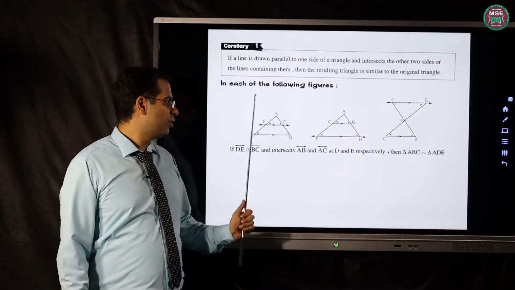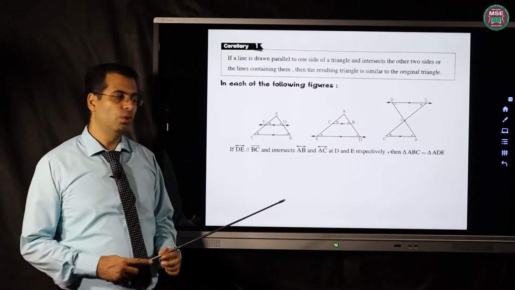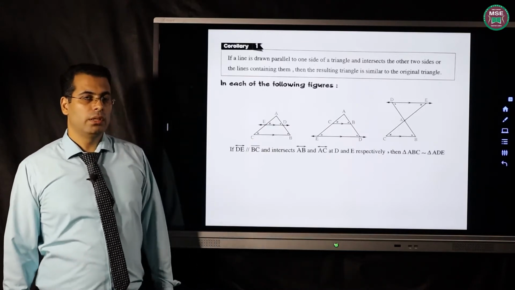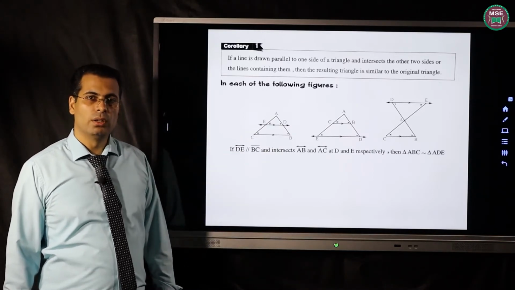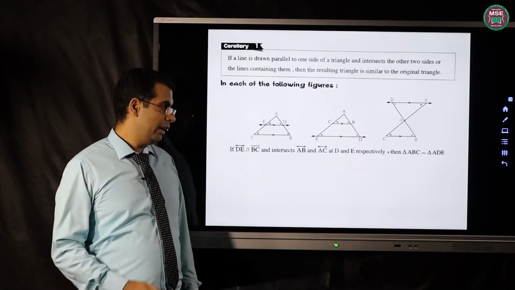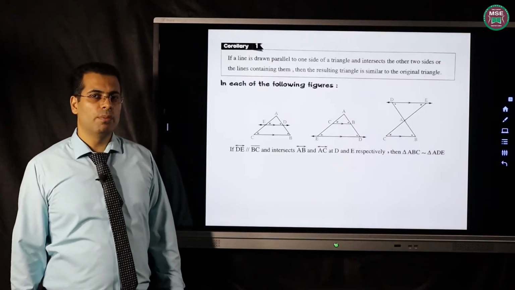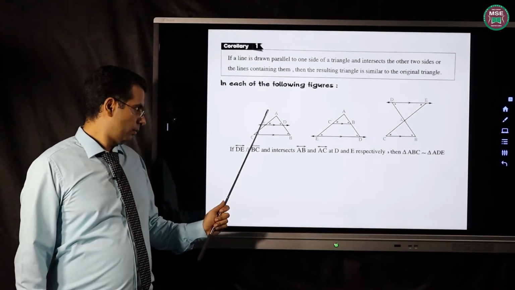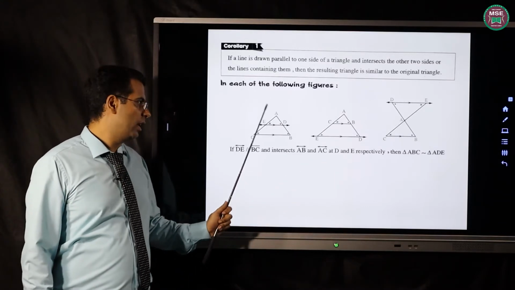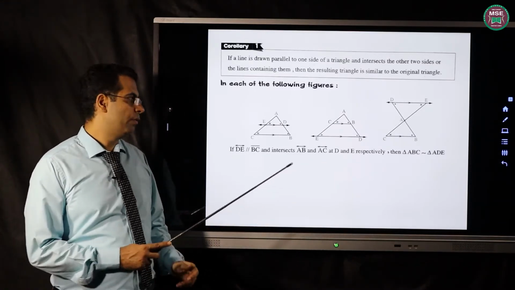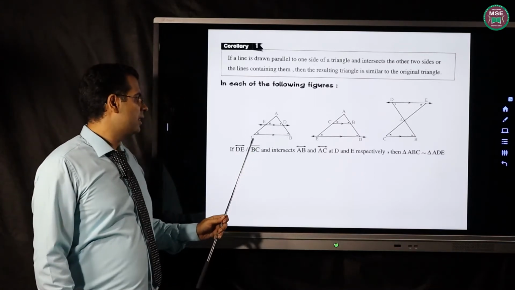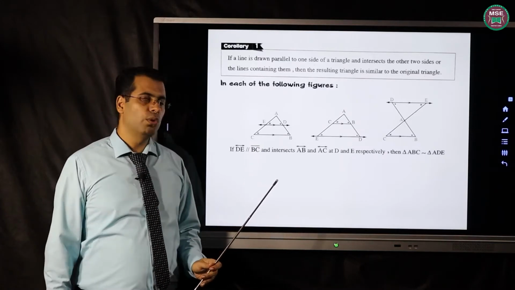Corollary. I have triangle ABC. If I draw DE parallel to BC, then we have two triangles, and these two triangles are similar. Why? Because A is a common angle. What's the meaning of common angle? Angle A exists in the first triangle, which is ADE, and completely exists in the other triangle, which is ABC. And the measure of angle B equals the measure of angle ADE, corresponding angles. Measure of angle C equals the measure of angle AED, corresponding angles.